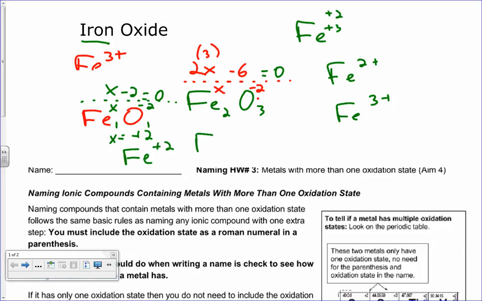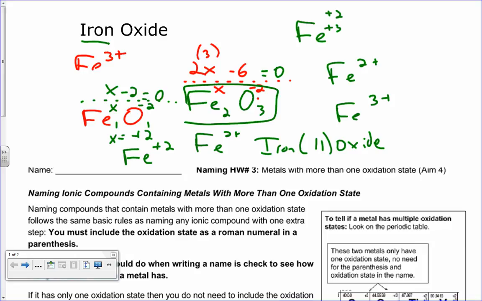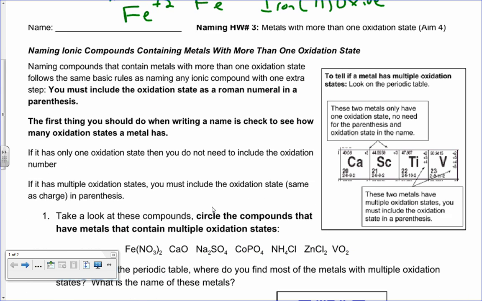So we're talking about iron 2+, so we have iron(II) oxide. And it's important to note the oxidation state in parentheses because we want to know if we're talking about iron(II) oxide or iron(III) oxide. One of them has a formula of Fe2O3 and one of them has a formula of FeO. They're 2 different formulas. So whenever you're naming an ionic compound, take a look at the periodic table.